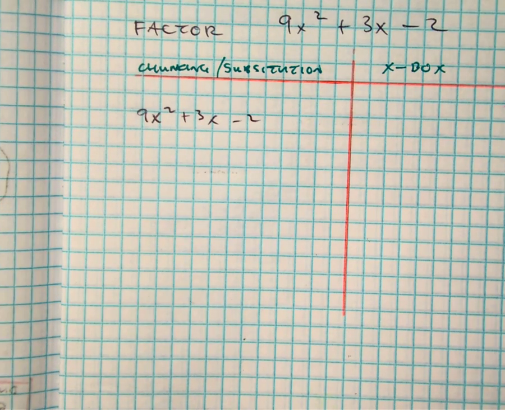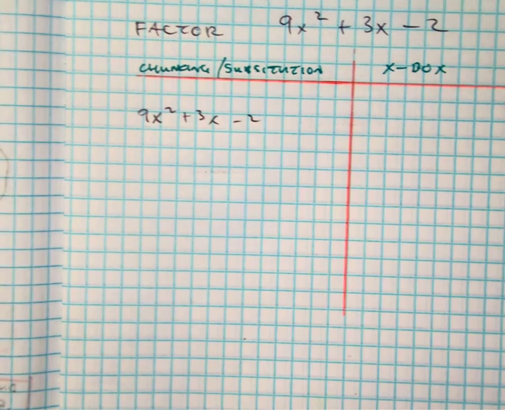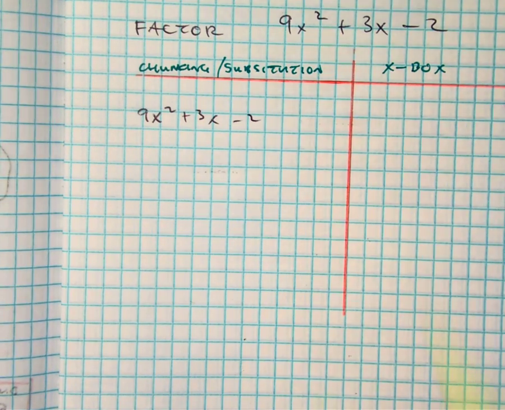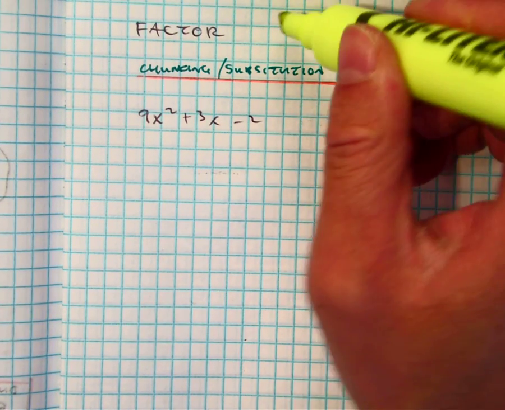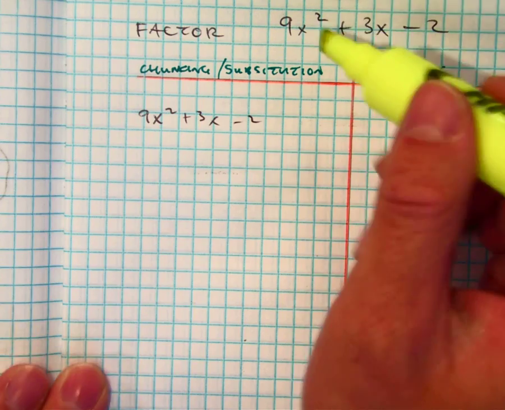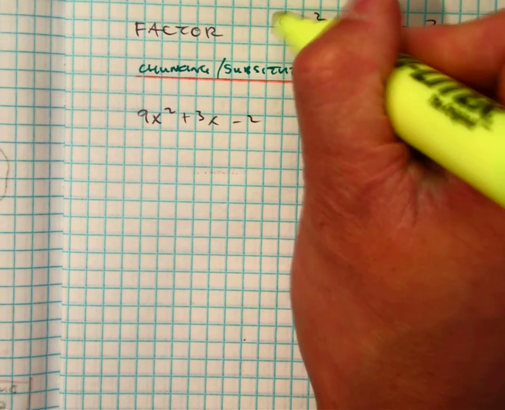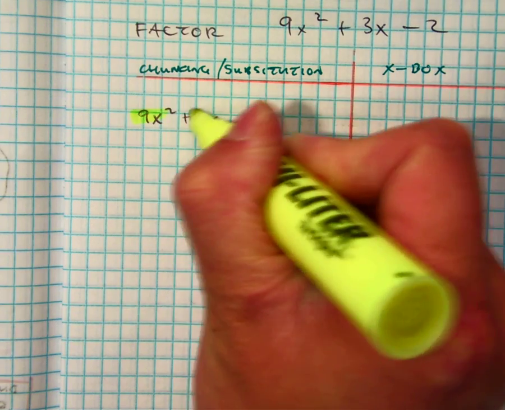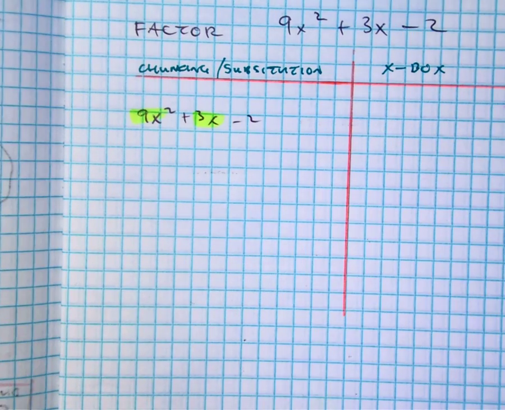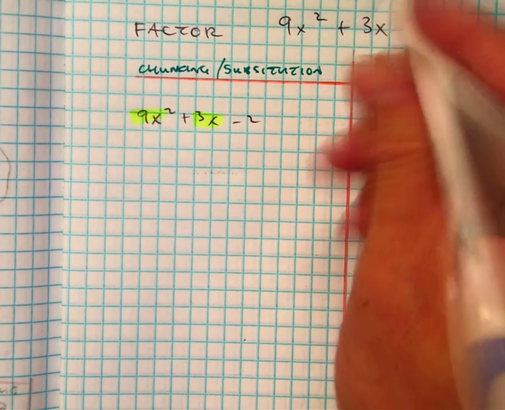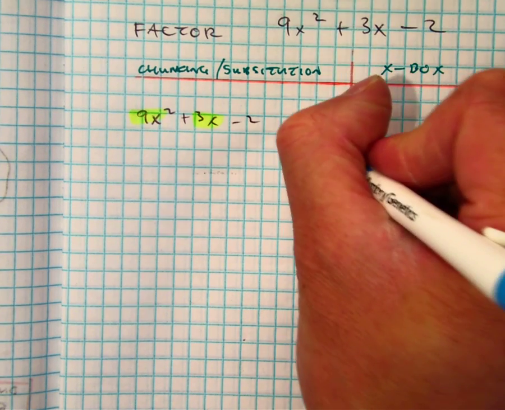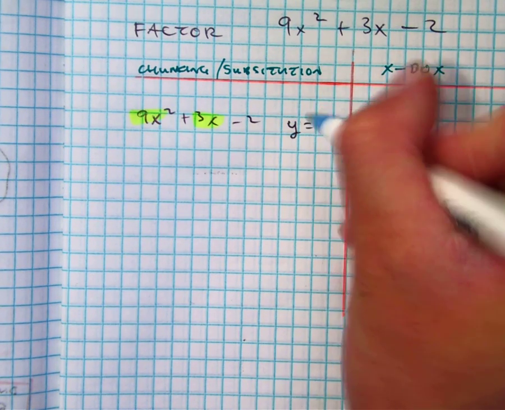Alright, in this problem, you're asked to factor. Now, I don't necessarily like this method, but it only works in a very particular case. If you look at the first two here, I can do something like y equals, what do they have in common?